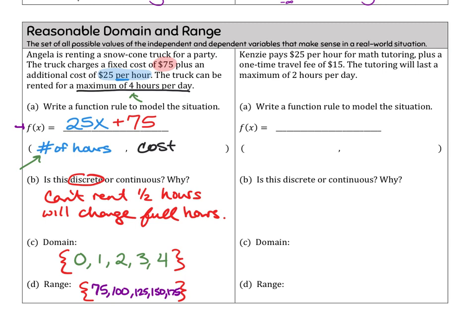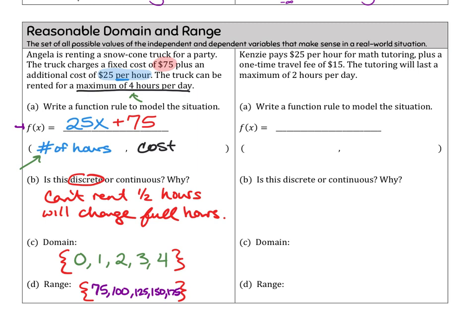We could charge Angela, if we owned the snow cone truck, anywhere from $75 to $175 for renting the snow cone truck, because it's $25 per hour, so it goes up by 25 each time. That is a reasonable domain and range for this information.